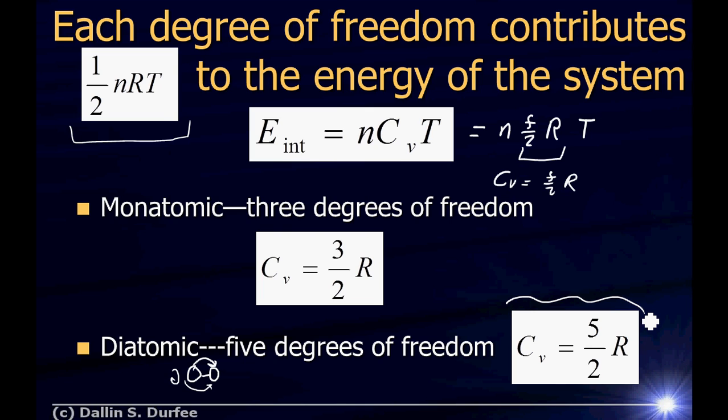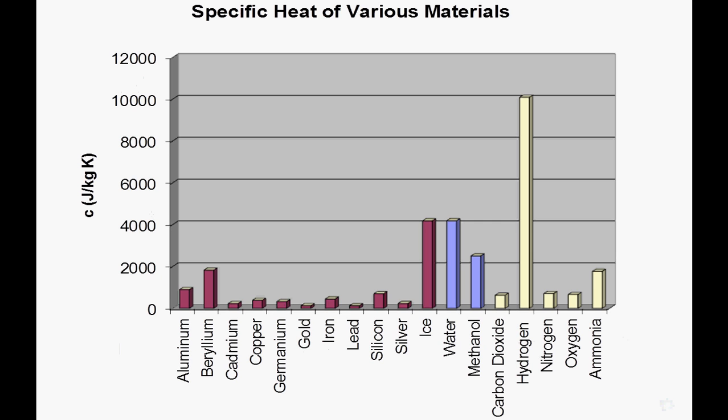Now I went and looked up the specific heat of a bunch of different materials, and I put them on this bar graph so you can see. Here is the specific heat, in joules per kilogram degree C, or Kelvin. You can see they're all over the place. Hydrogen has an extremely high specific heat. Water and ice have very high specific heats. Lead, not so much, and so forth. Anyway, you get this broad spread.